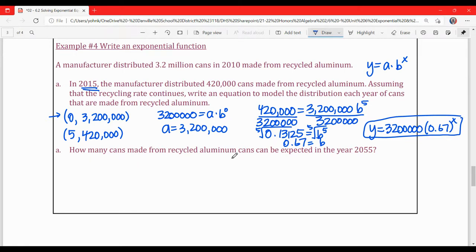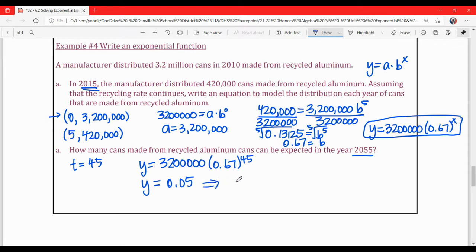How many cans made from recycled aluminum were expected in the year 2055? Well, if we're starting in the year 2010, then the year 2055 is going to be 45 years later. So we can use the equation y equals 3.2 million times 0.67 to the 45th power. If I type this on my calculator, I get 0.05, which means no aluminum cans will be left. None.